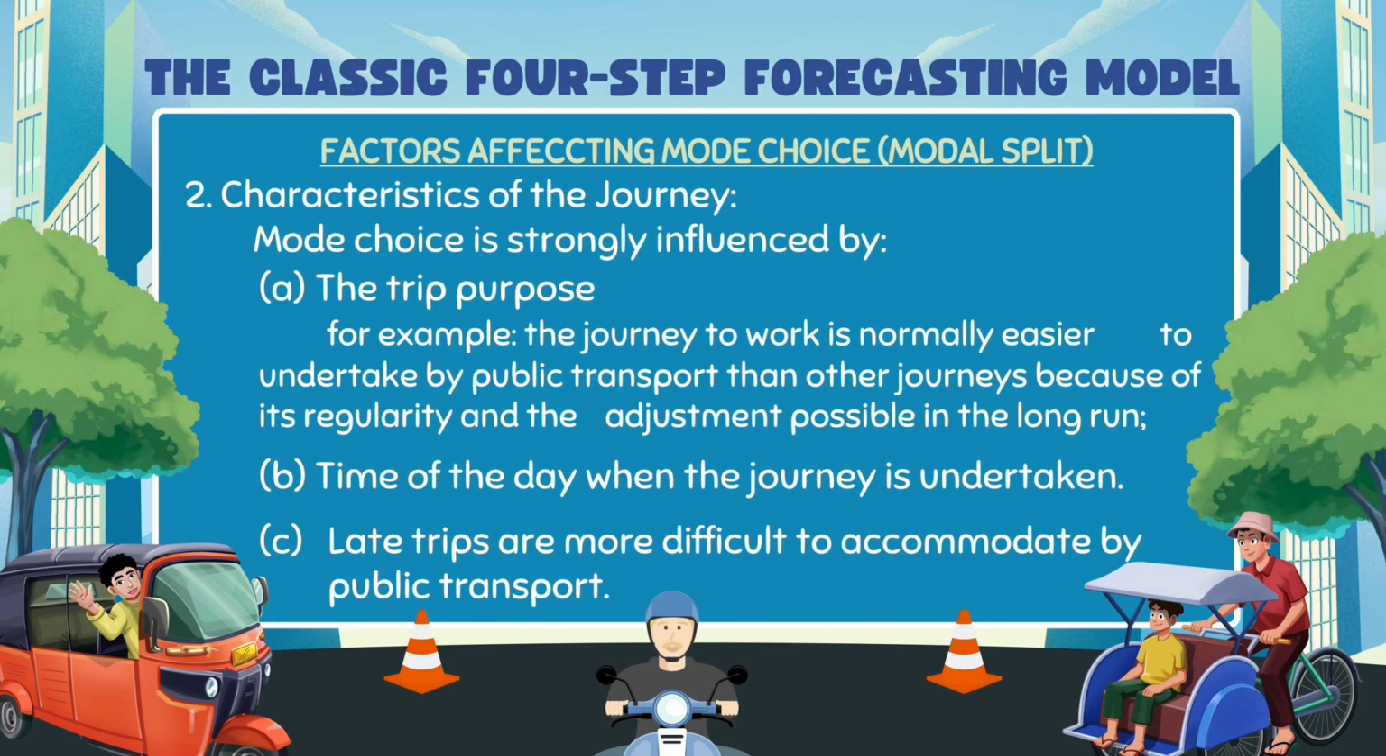The second is the characteristic of the journey. This is about the type of trip, or it will answer the what and when. The mode choice is strongly influenced by the trip purpose and the time of day when the journey is undertaken. Delayed trips are more difficult to accommodate by public transport.